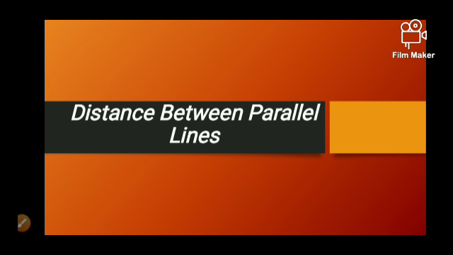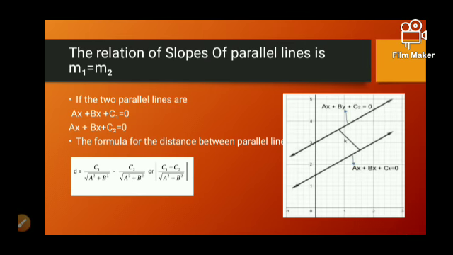Parallel lines are those lines which never meet each other. When the distance between a pair of lines is the same throughout, they can be called parallel lines. The lines can be extended to infinity, and their slopes are equal. The relation of the slopes of parallel lines is m sub 1 equals m sub 2.